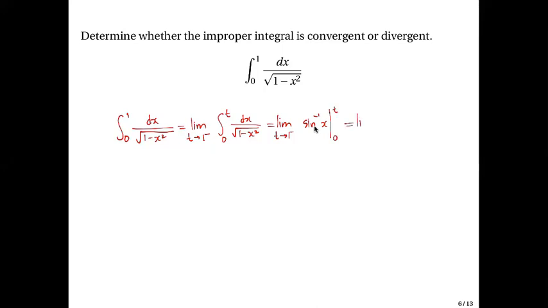So this is the limit as t approaches 1 from the left of sine inverse of t minus sine inverse of 0. Note that sine inverse of 0 is just 0. And as t goes to 1 from the left, we just get sine inverse of 1, which is pi over 2. So this is equal to pi over 2.